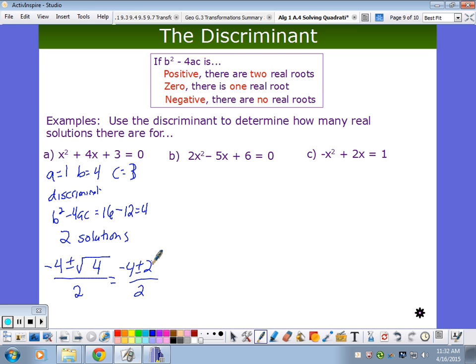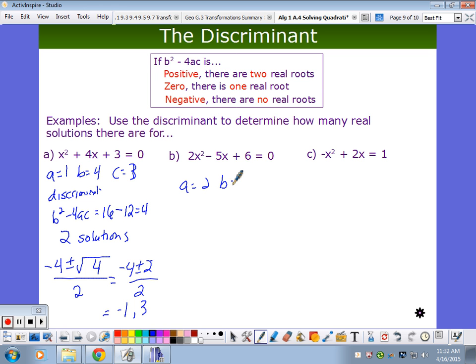It's negative 4 plus 2. What's negative 4 plus 2? Negative 2 over 2. And it's negative 4 minus 2. What's negative 4 minus 2? Negative 6 over 2. So you can pull that apart. That's easy to see, pull it apart. But there they are. How many solutions?